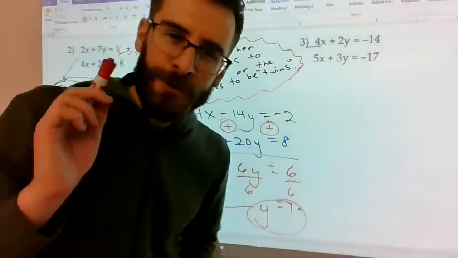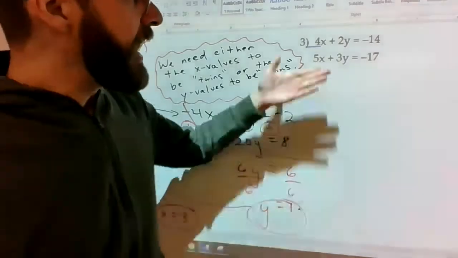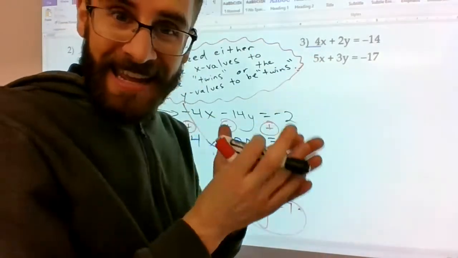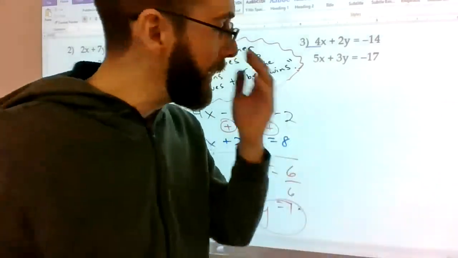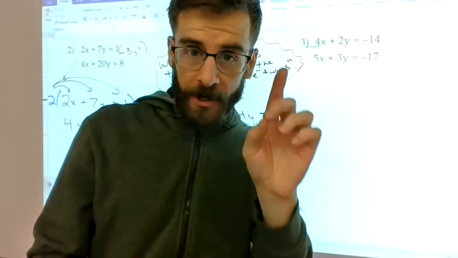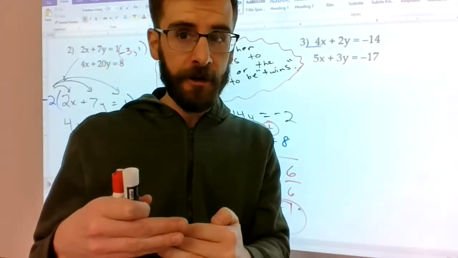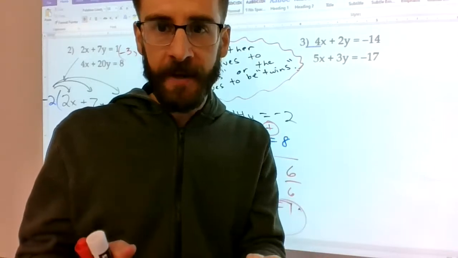Okay, number 3 is a little bit different. Clearly not in the way it looks, because they're both ax plus by equals some constant c. They both have the same format. But it doesn't appear that I can just multiply one equation by some number to make it opposite the other. It's like I have to do something to both equations to make this happen.